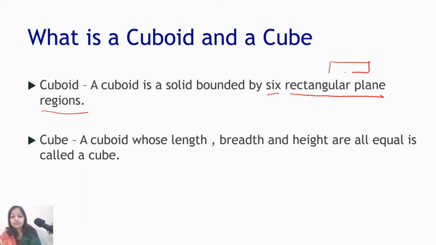Most of you must have been drawing all this, right? So it has how many regions now? Six. Top, bottom, and the four walls. Now, what is the difference in cube and cuboid? Is it also the same?